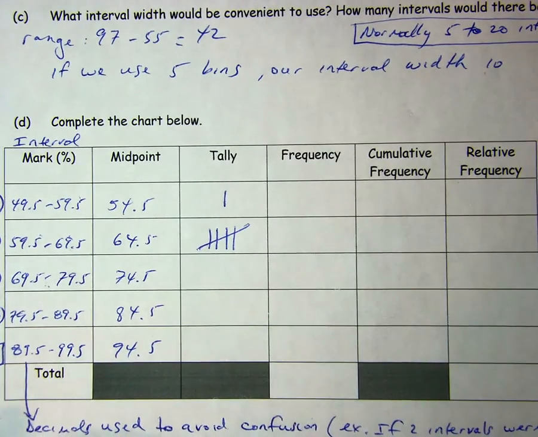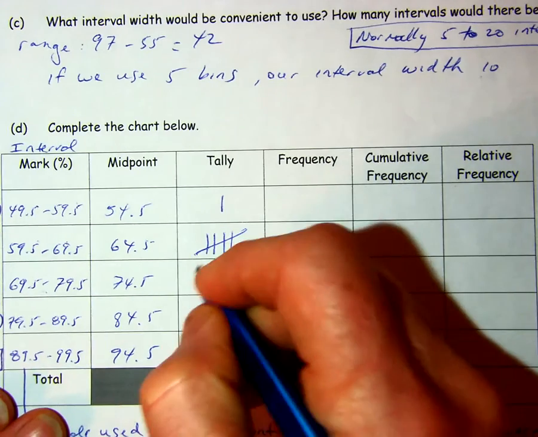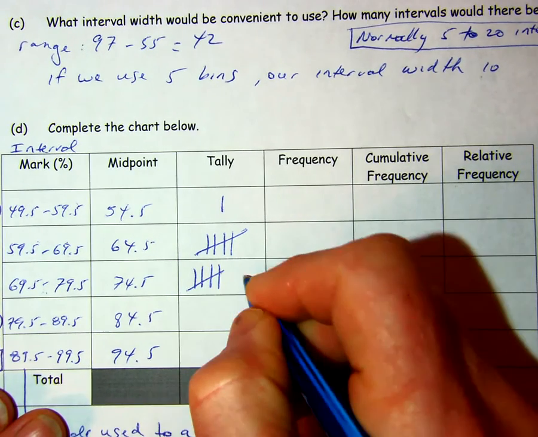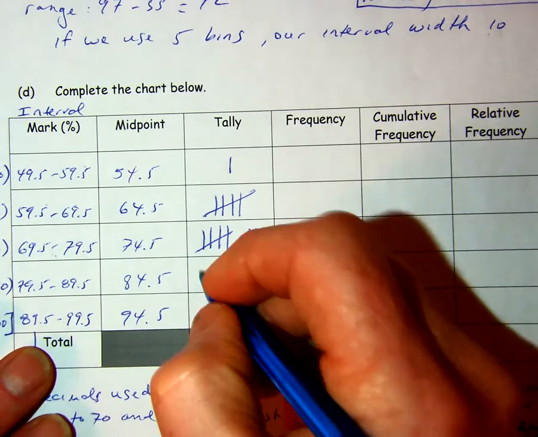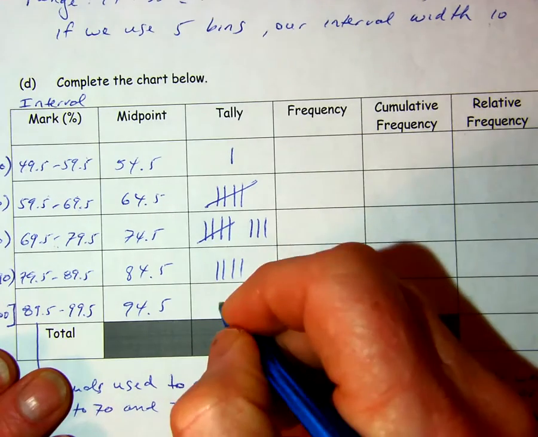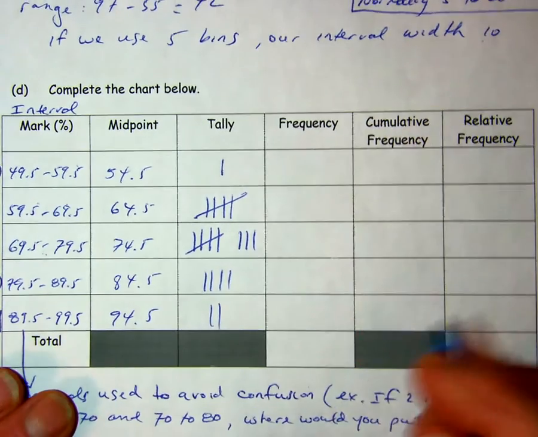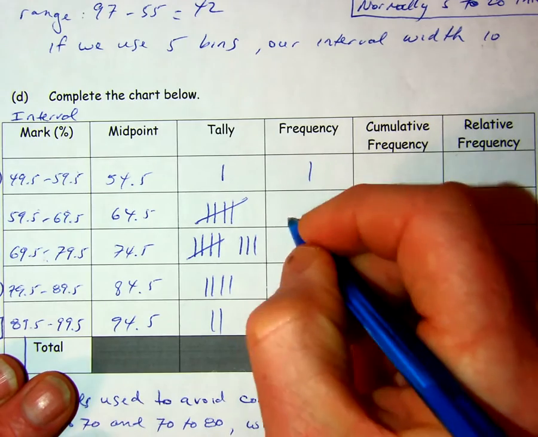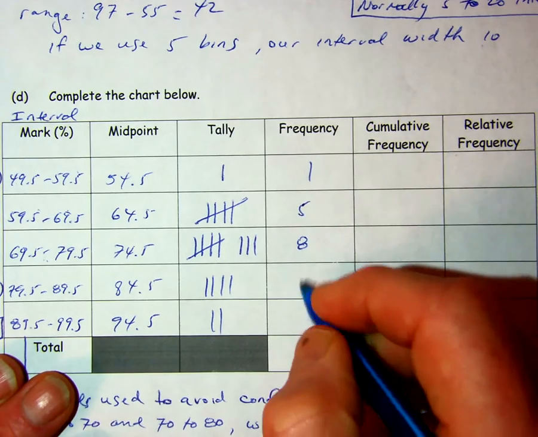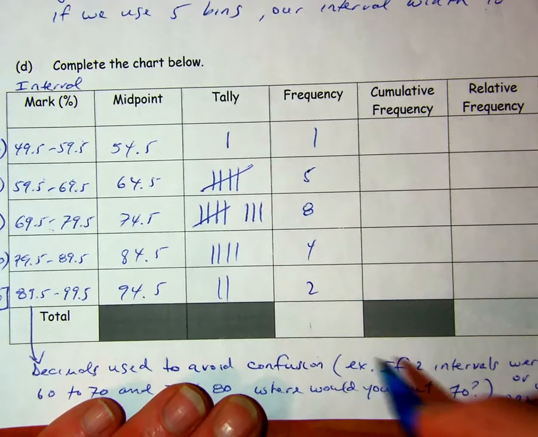Once you get groups of 5, you just take my word for it. There's 5 of them, and then when you count the other ones, counting them one by one, you would end up getting, I believe, that many. And if you're doing 80 to 90, you would get 4, and if you're doing 90 to 100, you would get 2. So tally is the same as frequency, but you're making a mark every time you see one. So this is 1, this is 5, this is 8, this is 4, this is 2, and if you add them all up, this should be 20.